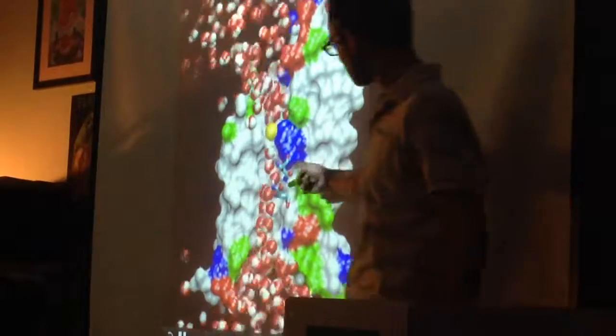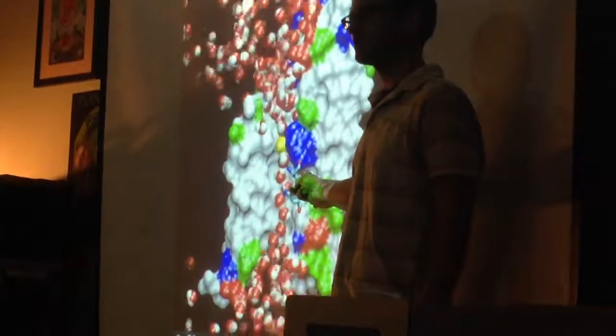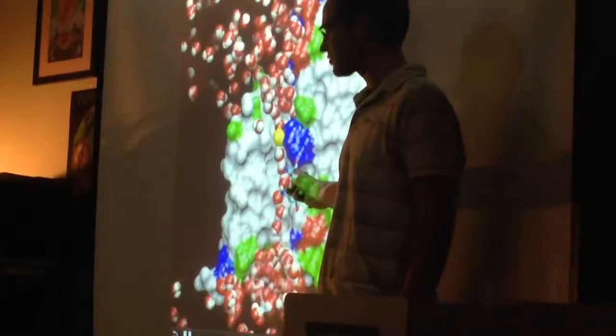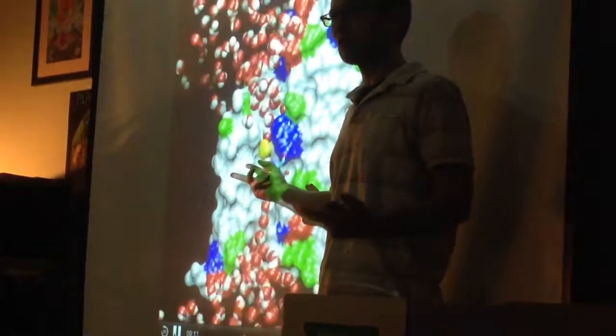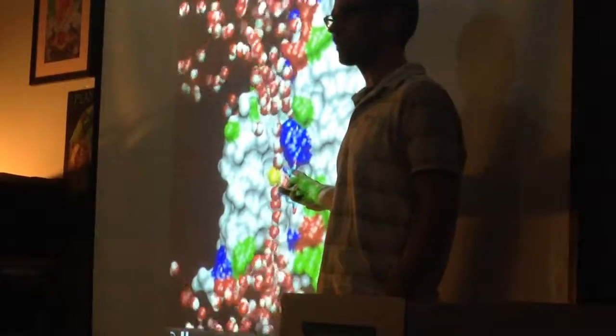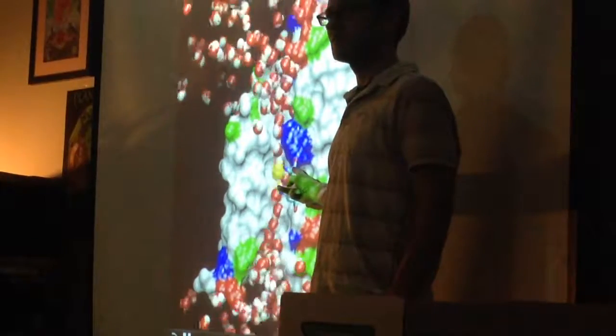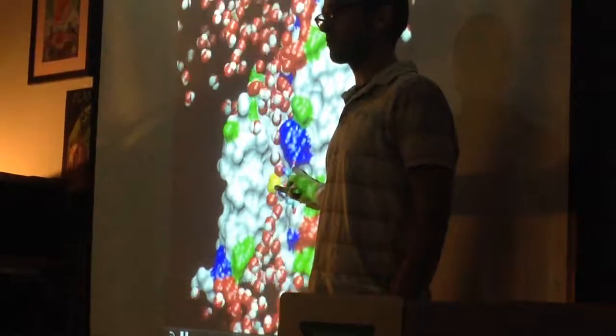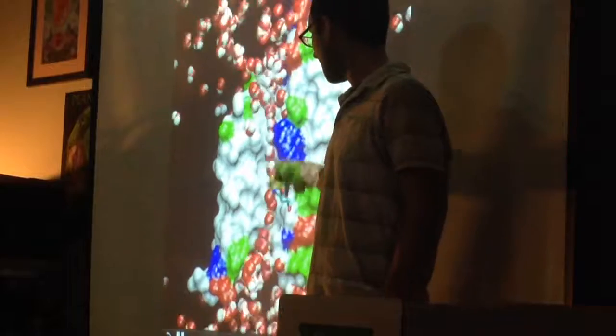Try it again. What's really cool is these are two amino acid side groups that seem to play a really important sentinel role in determining that only water can cross through here. So other molecules, even smaller molecules in water like protons, can't move through here.